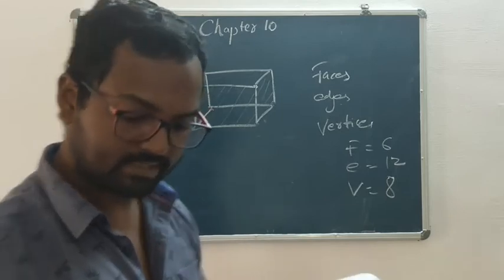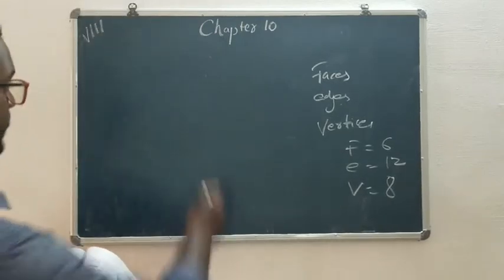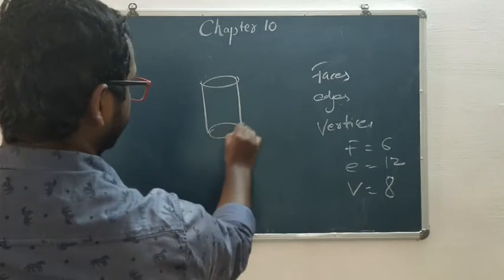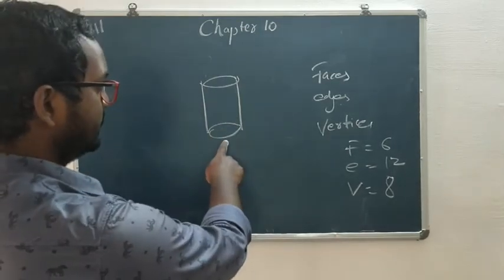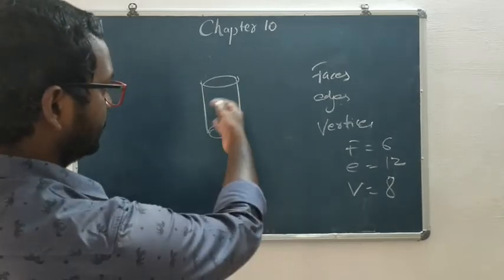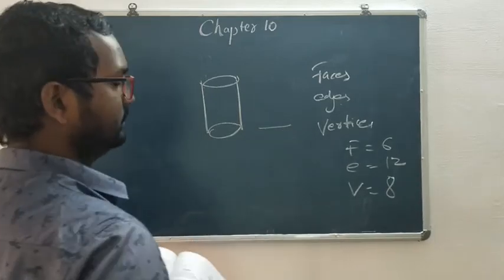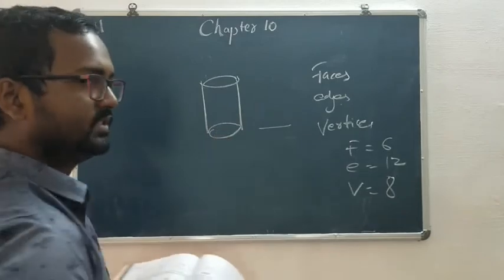The second one is a cylinder. I told you already in the beginning of this session that here it's a circle, here this is a circle. There are two circles. Here the edges are not getting connected by lines. Yes, here it's a circle, here is a circle, so this is not a polyhedron.